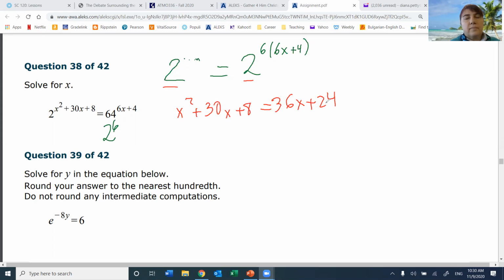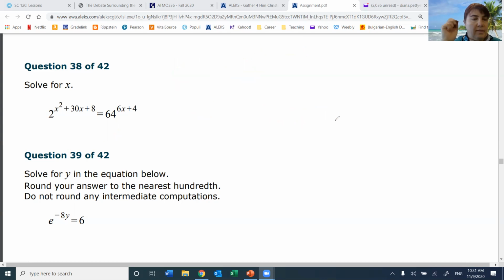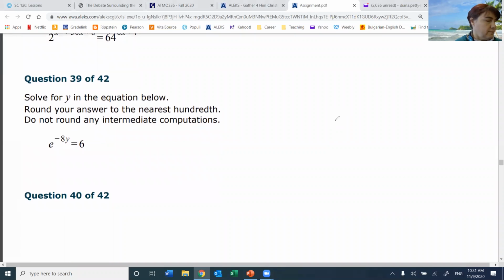All right. I'm not going to solve it from here. But what we need to do is move everything to the left and then solve the quadratic equation. And then you're going to get your solutions. Okay, this was 38. Next one would be 39. We can do 39 to the end and then we can take a 5 minute break. Okay, so 39.